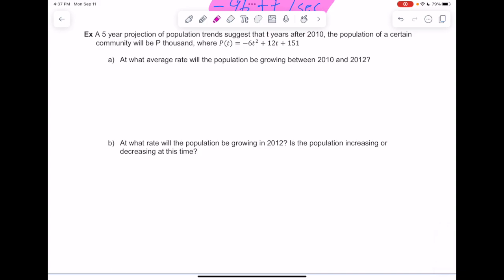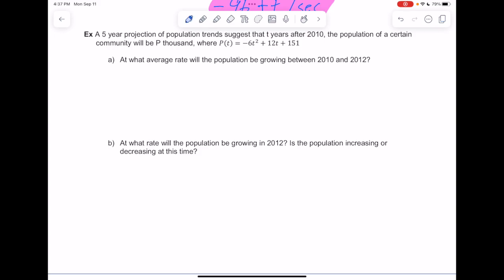A 5-year projection of population trends suggests that t years after 2010, the population of a certain community will be p thousand, where p of t is equal to negative 6t squared plus 12t plus 151. At what average rate will the population be growing between 2010 and 2012?